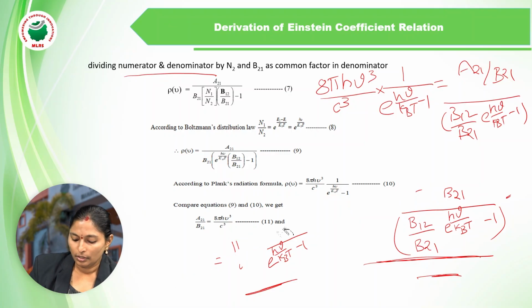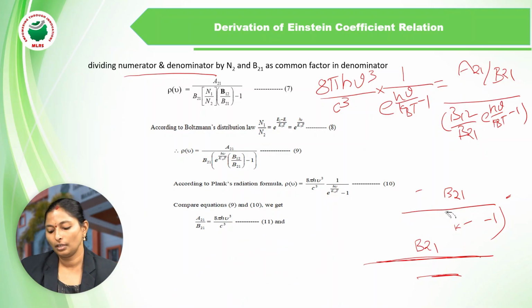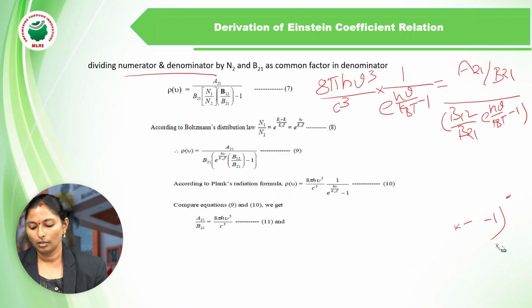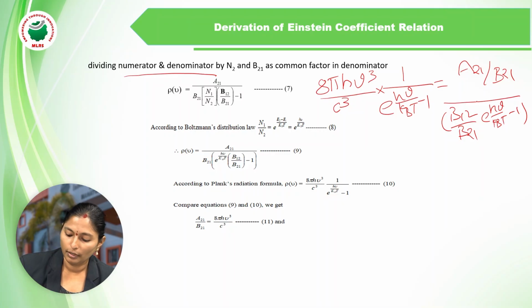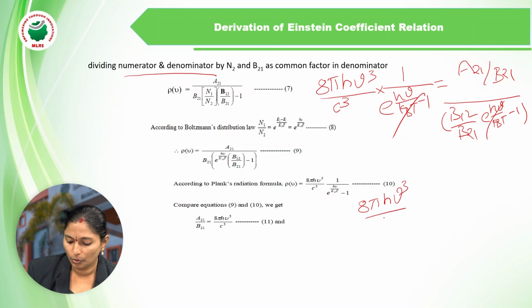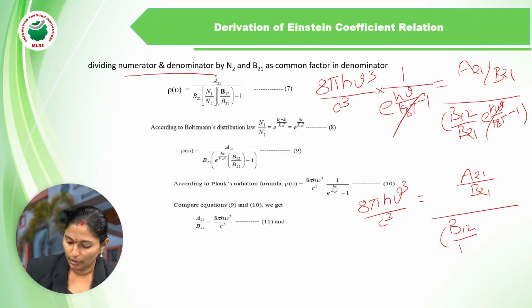So, check the equation. If any terms are going to be cancelled, how? So this e power h nu into B21 is going to be cancelled. Now the equation becomes 8 pi h nu cube by c cube is equal to A21 by B21 by B12 by B21.